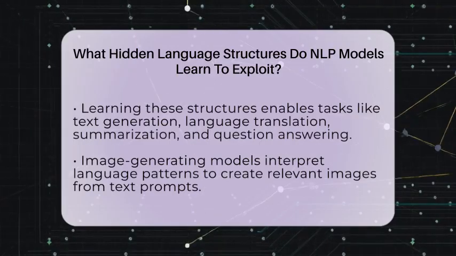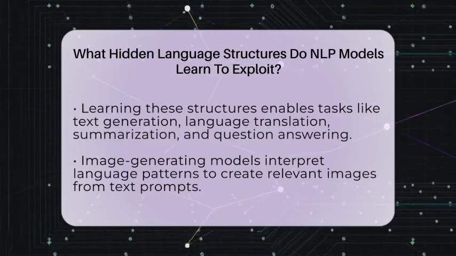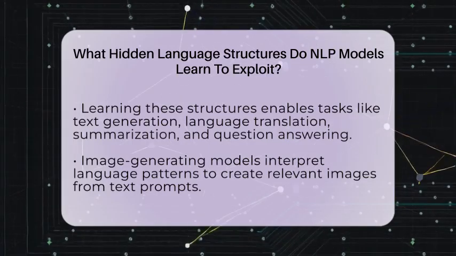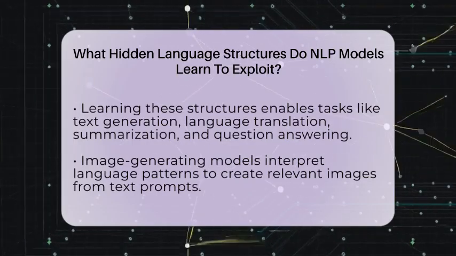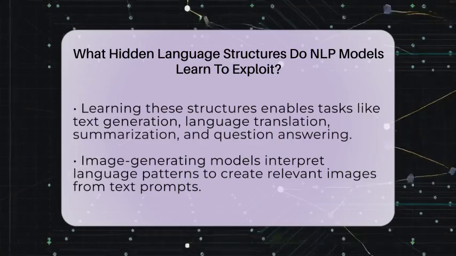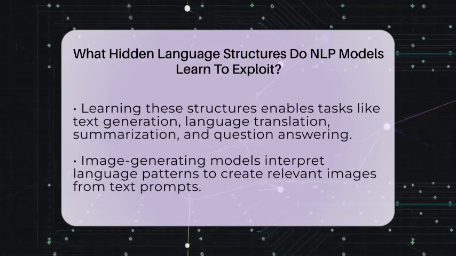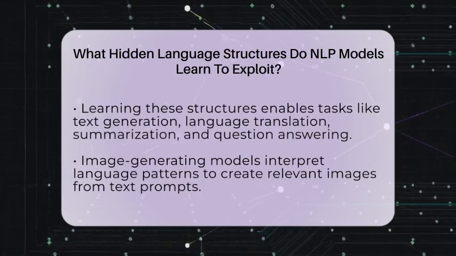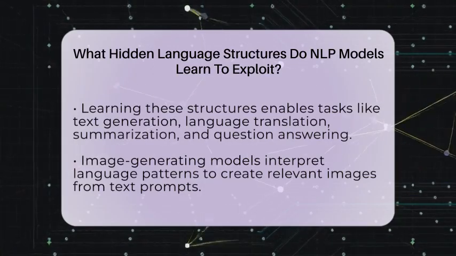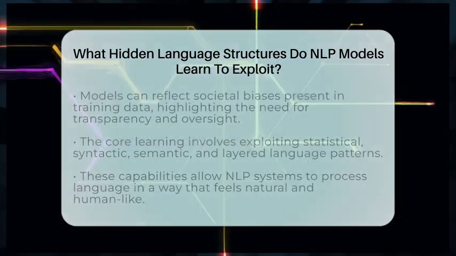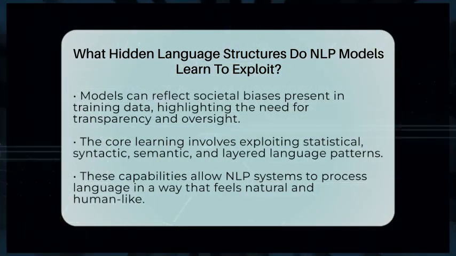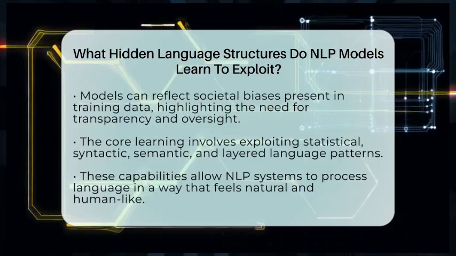They can generate text that makes sense, translate languages accurately, summarize long articles, or answer questions. For example, ChatGPT uses these learned patterns to produce responses that fit the context. Even image-generating models like DALL-E or Midjourney understand text prompts by interpreting the language structures they have learned, allowing them to create relevant images.